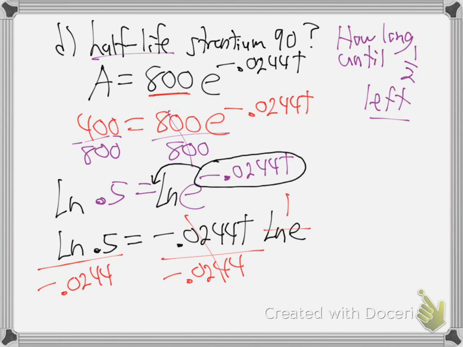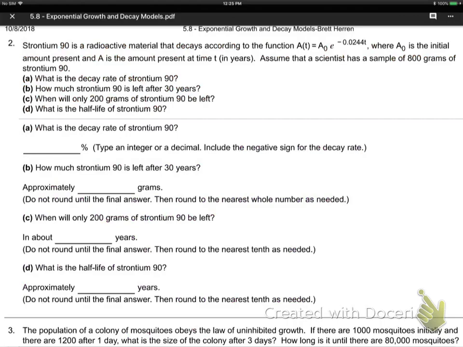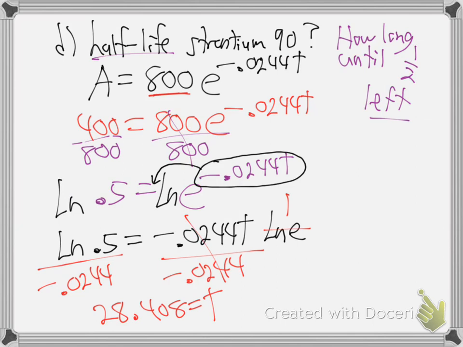I'm getting 28.408. I don't know how far they want me to round. They say round to the tenth. So that'd be 28.4 years. In 28.4 years, half of it will be gone.